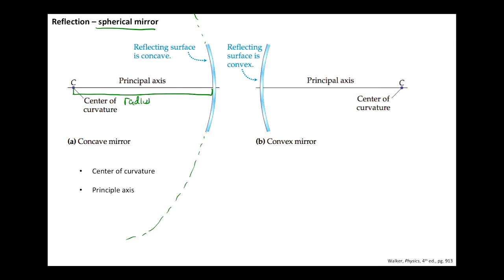This thing known as the principal axis is a line that passes through the center of curvature and also passes through the center of the mirror itself. Nothing terribly hard there, I don't think. Just terminology we're going to refer to several times.